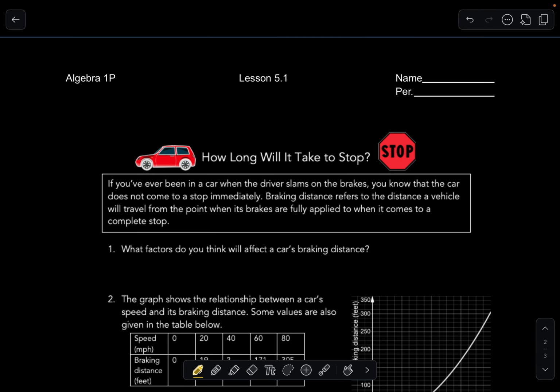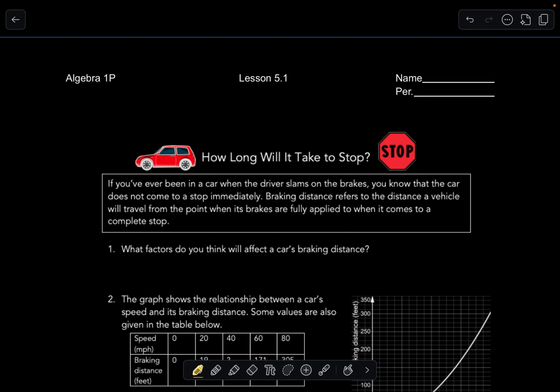How long will it take to stop? If you've ever been in a car when the driver slams on the brakes, you know that the car does not come to a stop immediately, which is good, because if it did, we'd be dead. Because the forces on your body, if you're wearing the seatbelt, or better yet, if you're not, would be so great, because if you stopped instantly, according to physics, that's an infinite force acting on your body, which would basically smush you. All right. You know that the car doesn't.